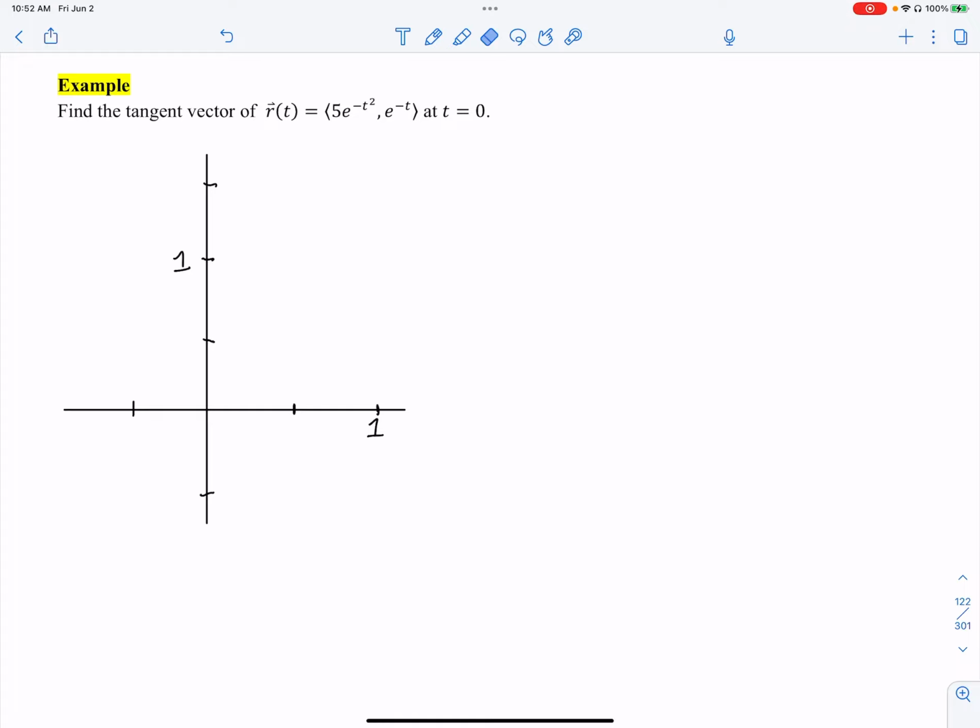All right, let's try another one, but we're just going to do one thing here. Let's find the tangent vector. I'm actually going to sketch again, even though I said I'm going to do one thing. We're only required to do one thing, but I do want to see it on a graph.